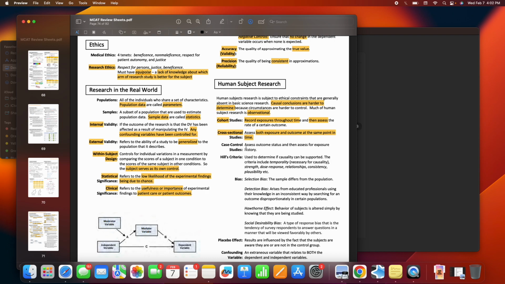Case control studies assess outcome status and then assess for exposure history. So it's kind of a retrospective kind of study.